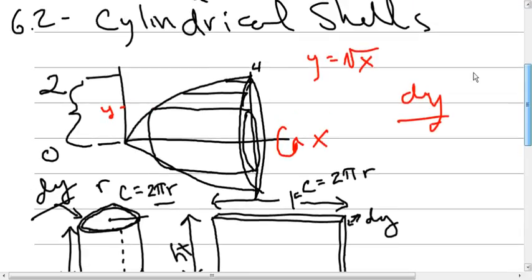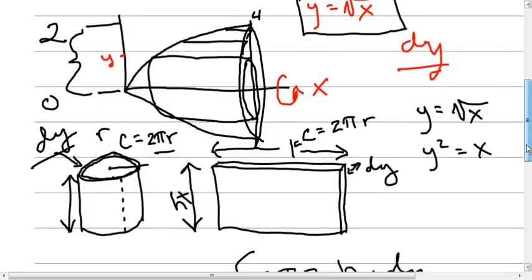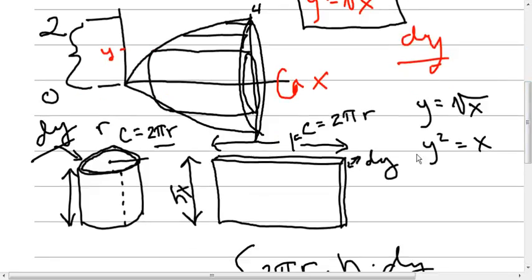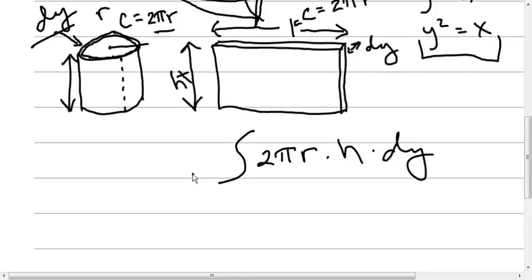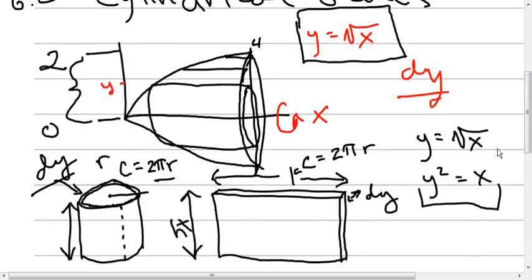But recall that our original equation was given in terms of x. We want to re-express it in terms of y because we're going to be integrating over this range. So we now say y is equal to the square root of x, square both sides, and we get y squared equals x. So this will be the equation we're going to be using. All right, I see that, but exactly how are we going to do this? How are we coming up with the radius and the height for this particular function using this equation?